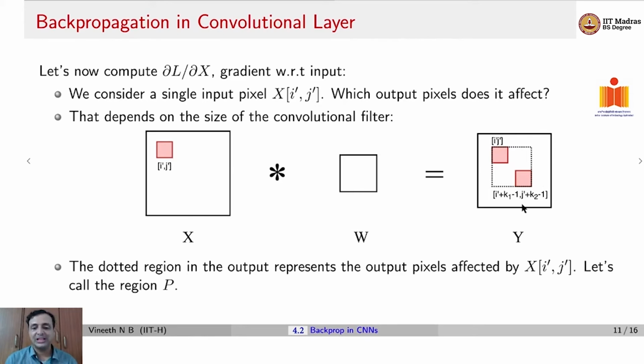Now we call this region P, and we now know that the gradients of the loss with respect to these pixels will be influencing the gradient of the loss with respect to this pixel. All other pixels in y do not have a contribution from this pixel, and hence those gradients of L with respect to y do not matter to us.